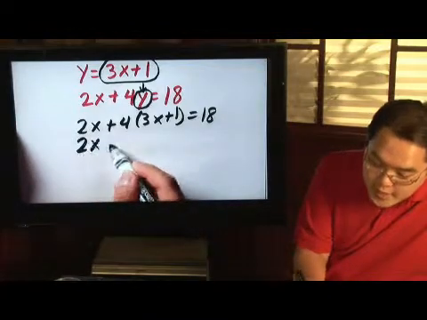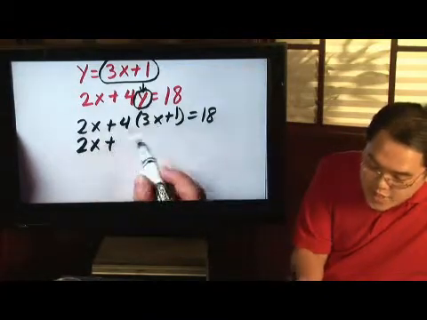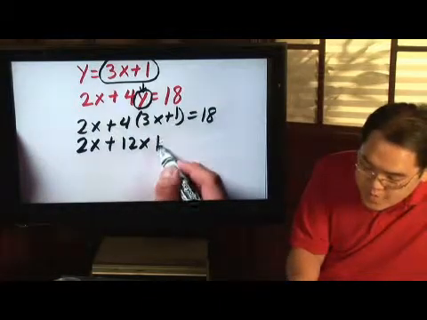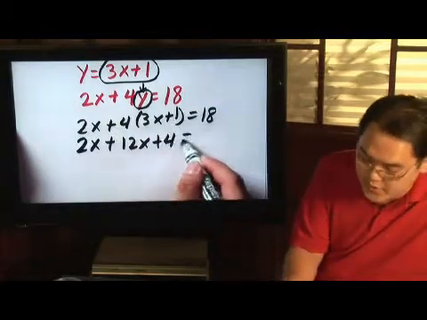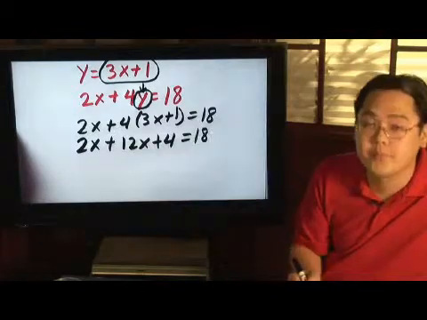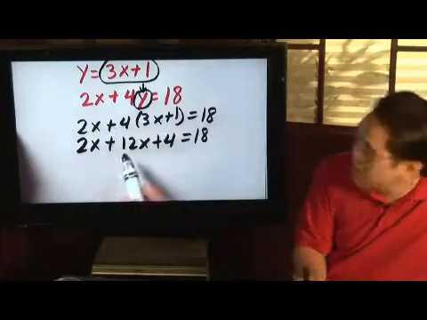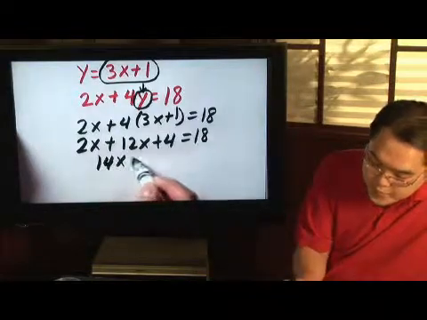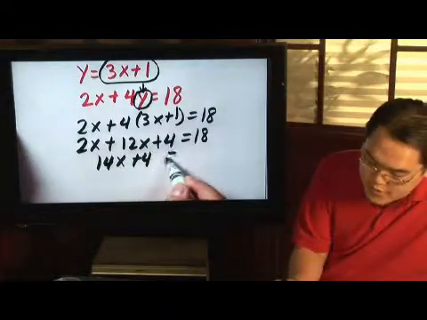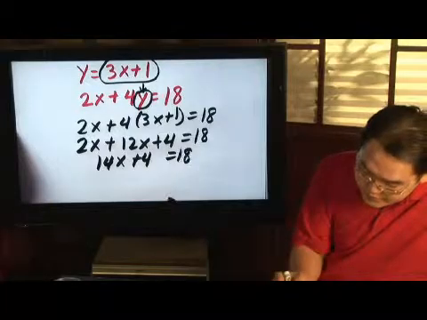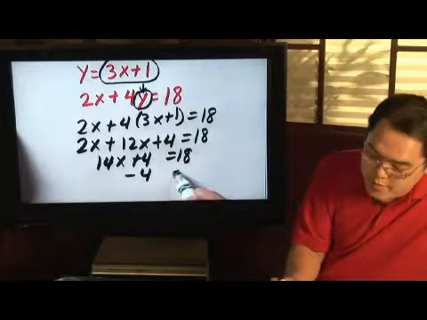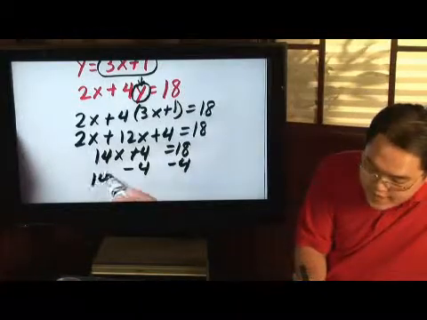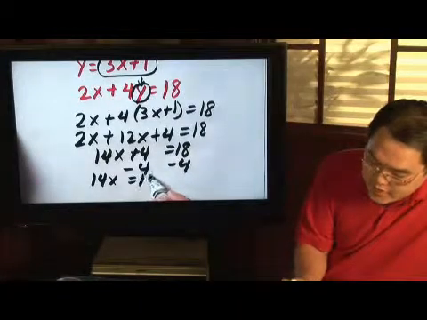So you have 2x plus 4 times 3x is 12x. 4 times positive 1 is a plus 4, and that's going to give you 18. The algebra continues. Combine your like terms. 2x plus 12x is 14x plus 4, and it's going to give you 18. Subtract 4 on both sides, and then you have 14x is equal to 14.